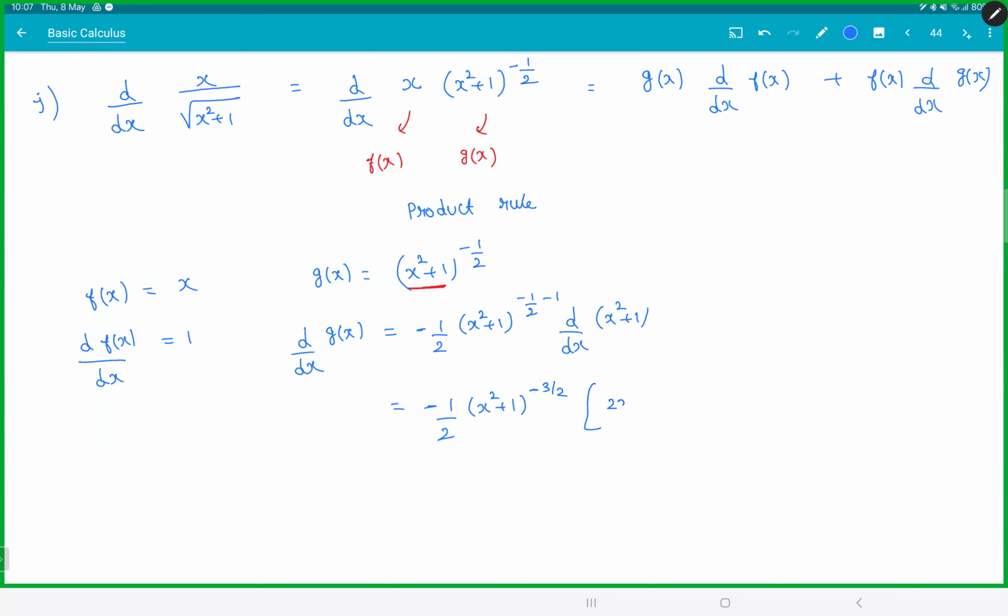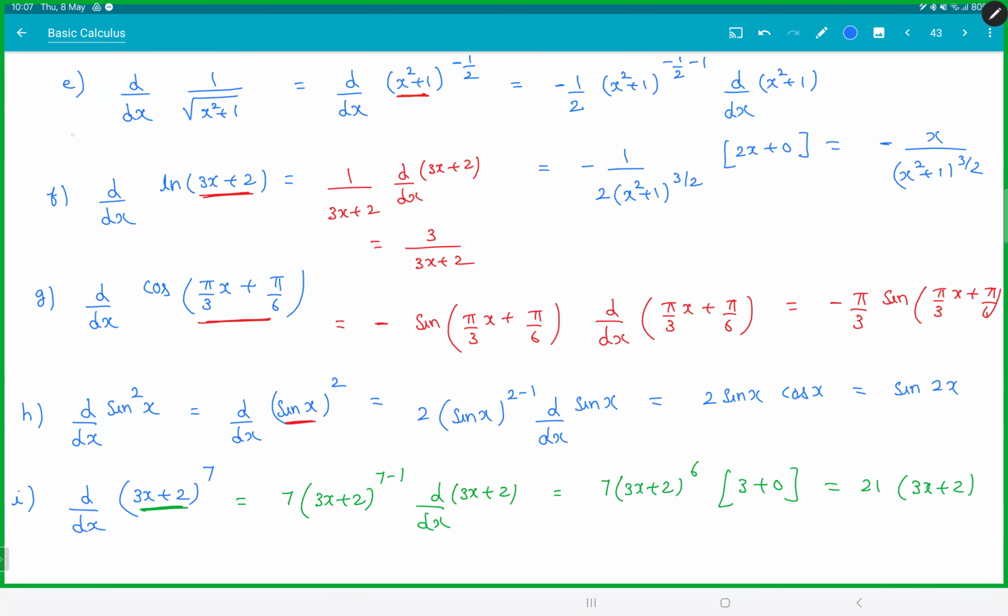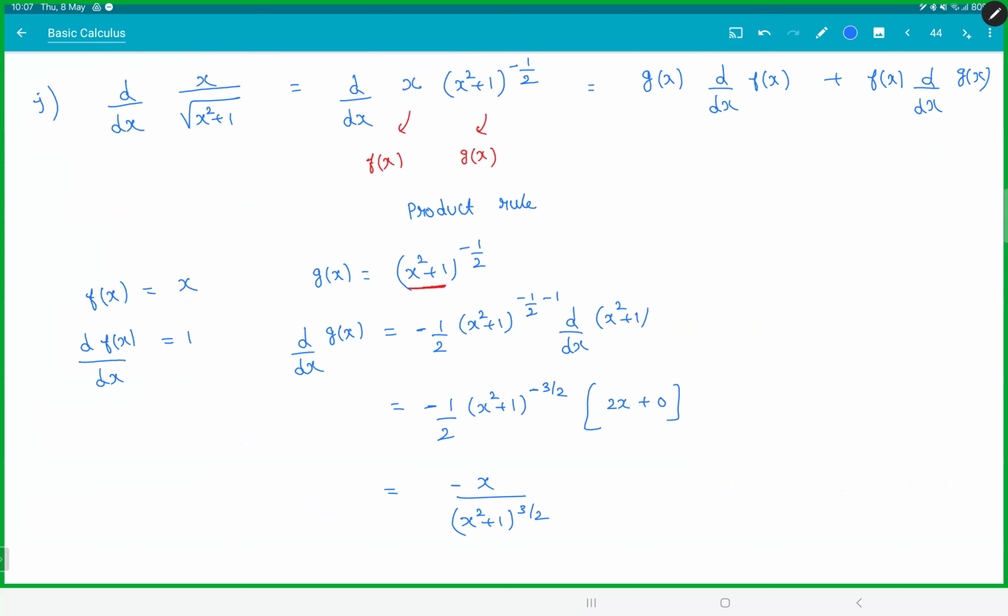This will be x square ka differential is 2x, 1 ka differential is 0. 2 and 2 will cancel. You get minus x by x square plus 1 whole power 3 by 2. This was this question actually, if you remember, isn't it? E question, right? 1 by root x plus 1, that is a e ka question. Now, once you got this, you are done. You can substitute here and you'll get an answer.